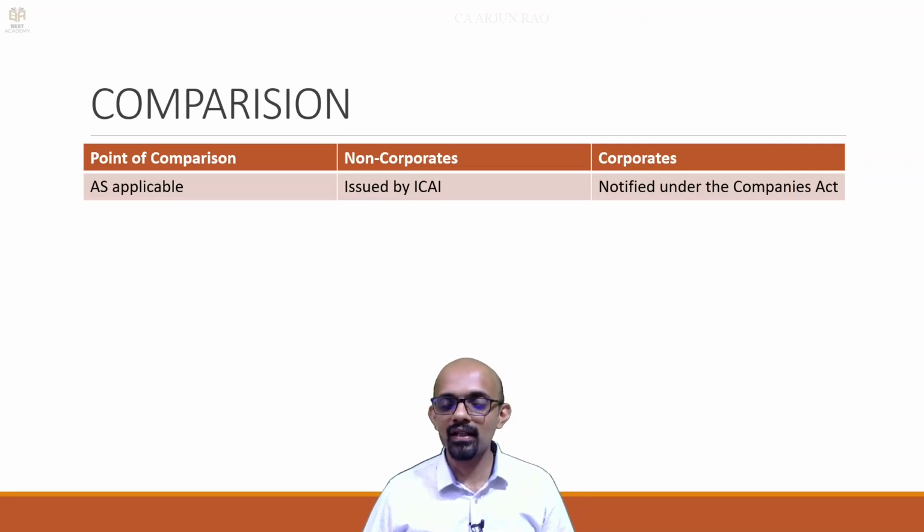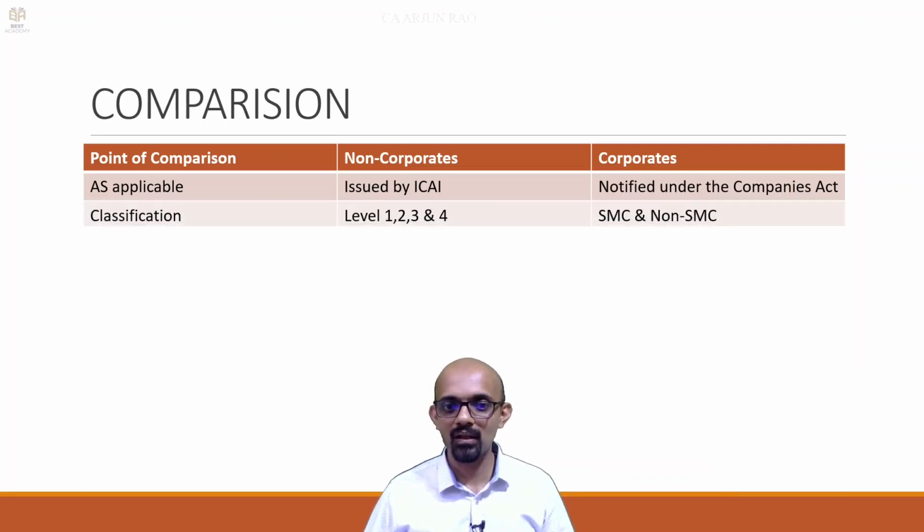So accounting standards issued by ICAI should be followed for non-corporates, and those notified under the Companies Act for corporates. The classification for non-corporates is into 4 categories, level 1, 2, 3 and 4. And for corporates, it's only 2, SMC and non-SMC.